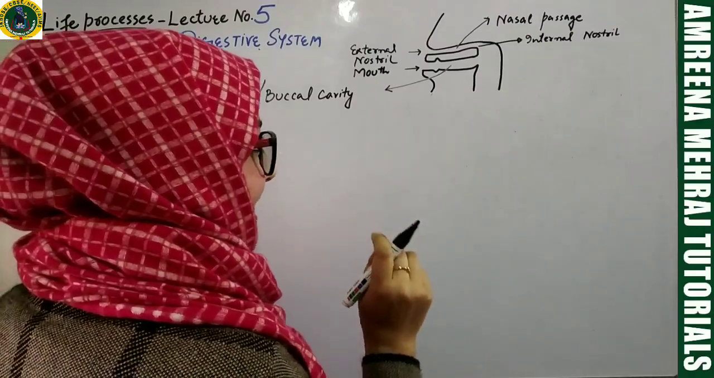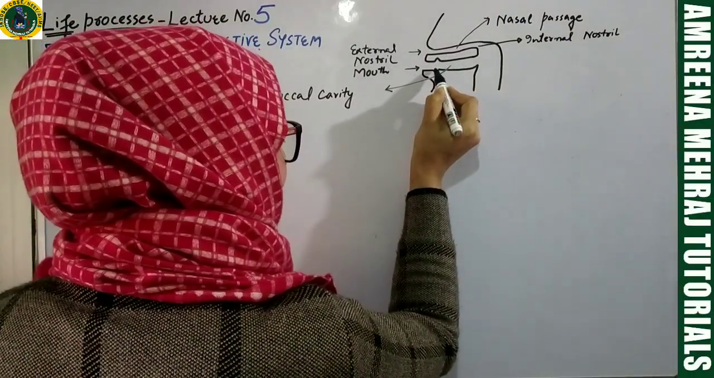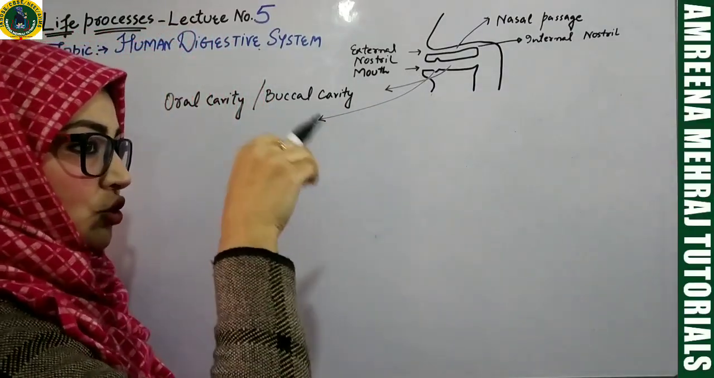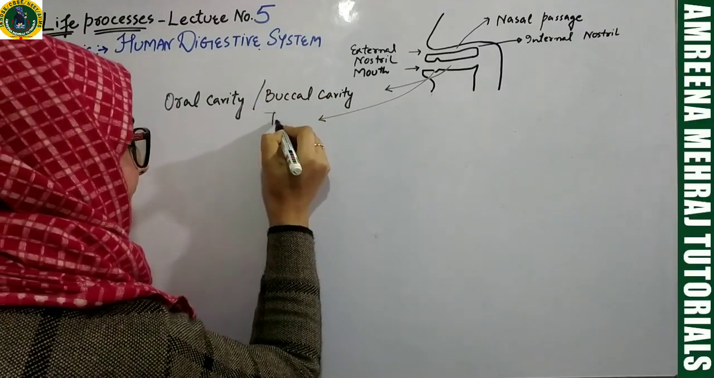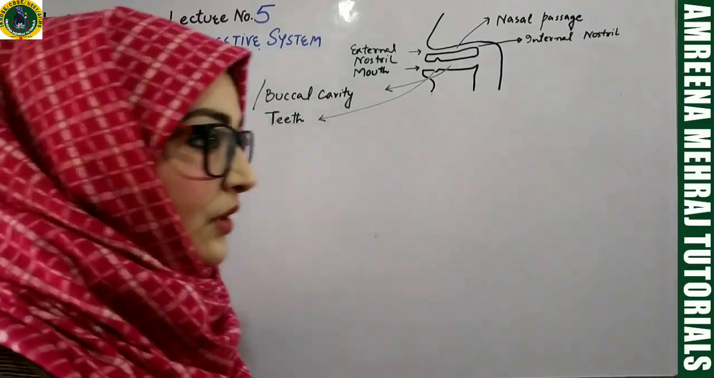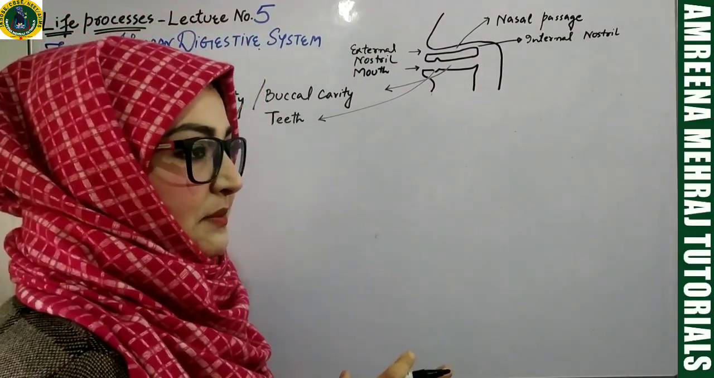Okay, if you can guess, I have made depressions, a depression here and a depression here. These depressions represent the pits in your jaw, which will have the teeth in them. Okay, so we are trying to make our diagram as informative as possible.